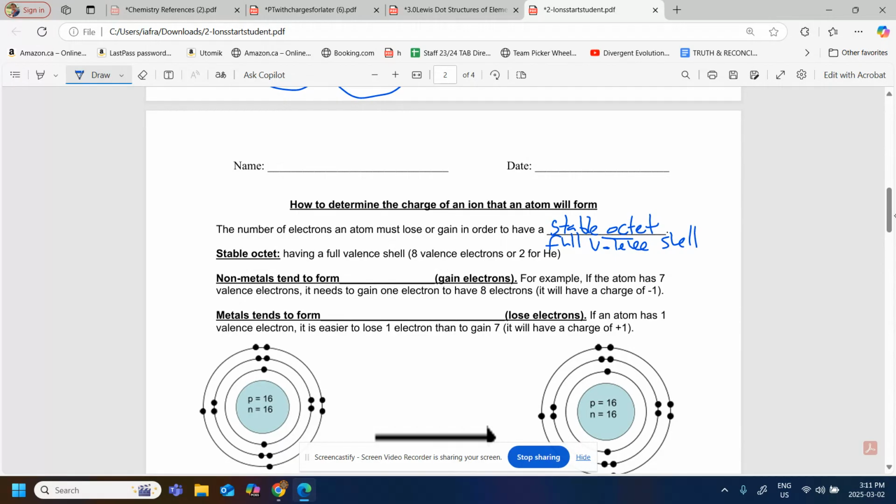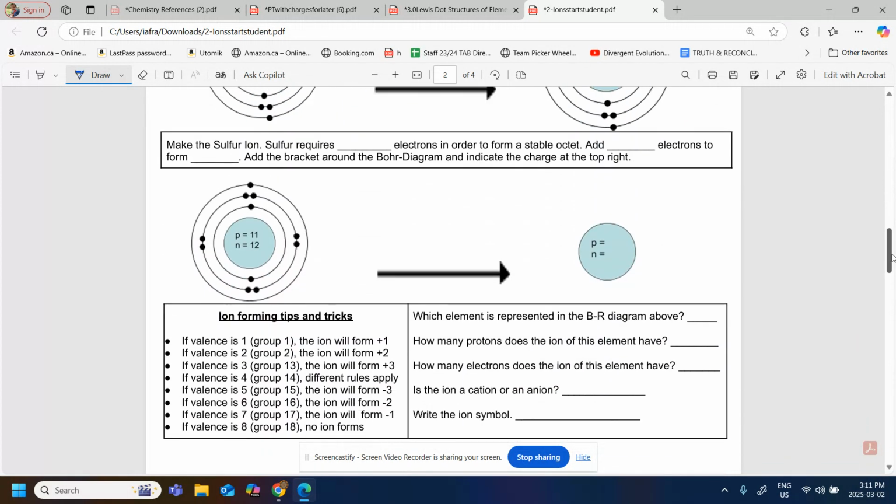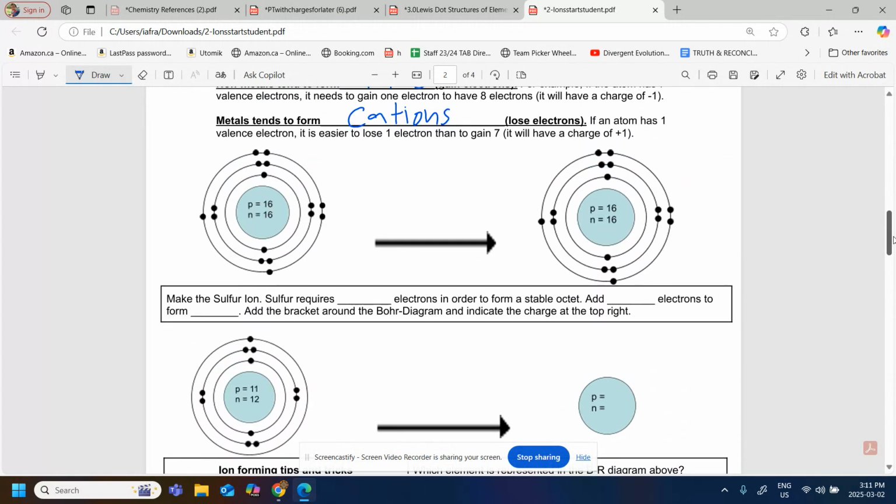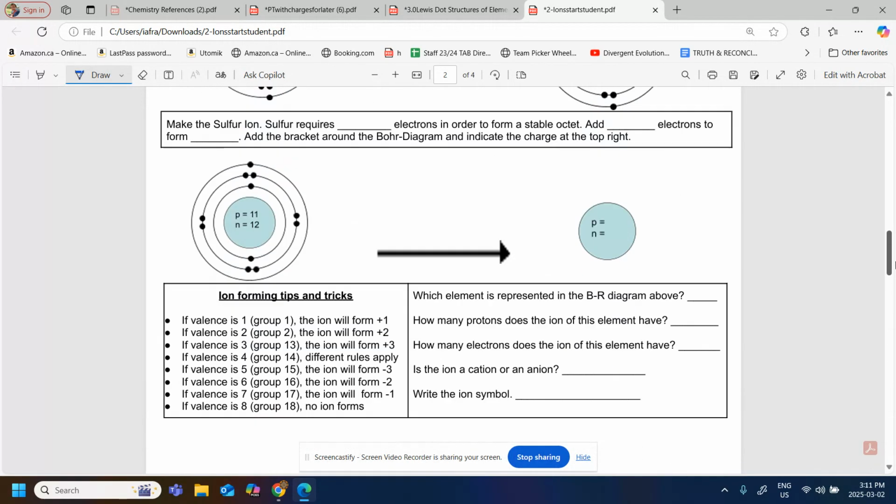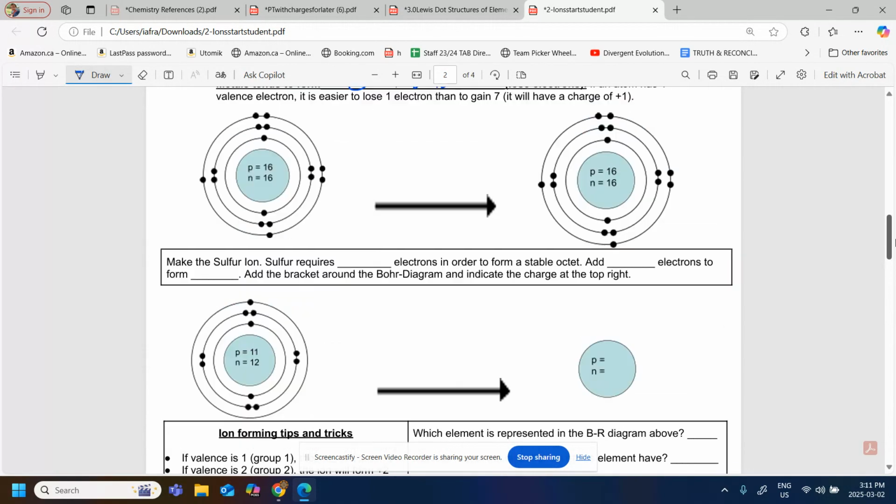So as we mentioned, nonmetals will usually gain electrons, so nonmetals tend to form anions. They gain electrons, whereas metals tend to form cations, meaning they lose electrons. So we'll take a look at 2 examples. We'll look at a nonmetal and we'll look at a metal. And then we'll do some practice problems.